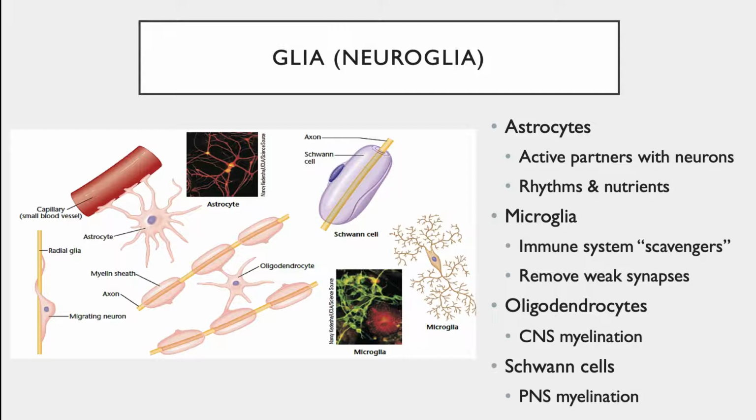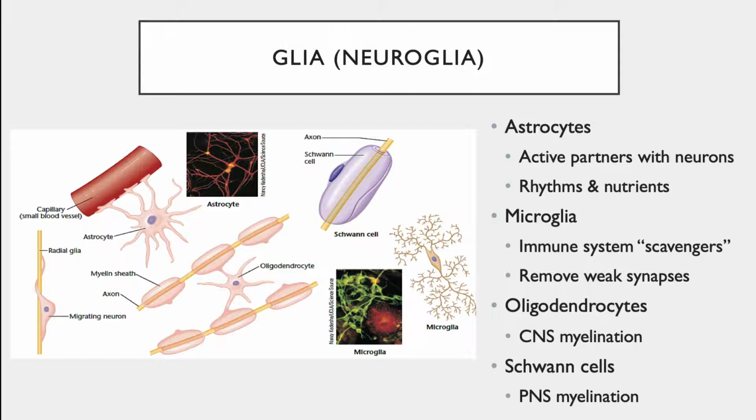Radial glia are another type of glial cell that aren't noted on this slide, but I do want to mention briefly since they are in the picture. Radial glia guide migration of neurons during embryonic development. They then differentiate into neurons, astrocytes, and oligodendrocytes, which is what I'm going to talk about next.